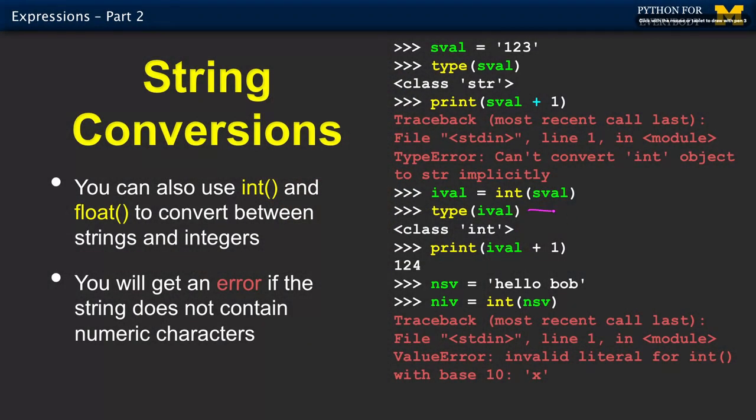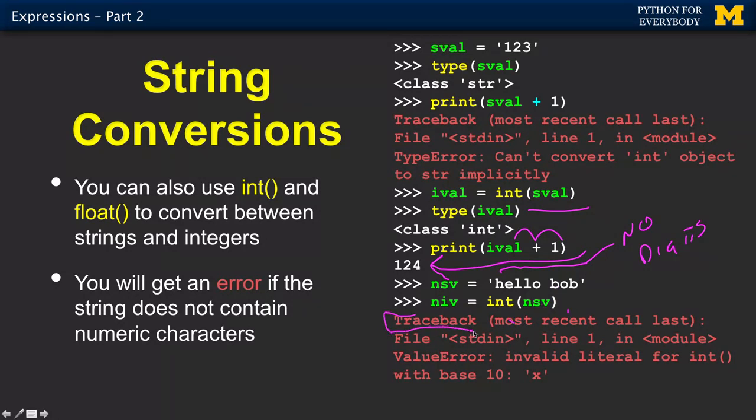So, ival ends up with an integer, the number 123, and now we can indeed add 1 to it because it's an integer and Python's happy, and out comes a 124. So this works pretty well unless the string in question has no digits. So there's no digits, it's going to blow up. It's like, whoa!